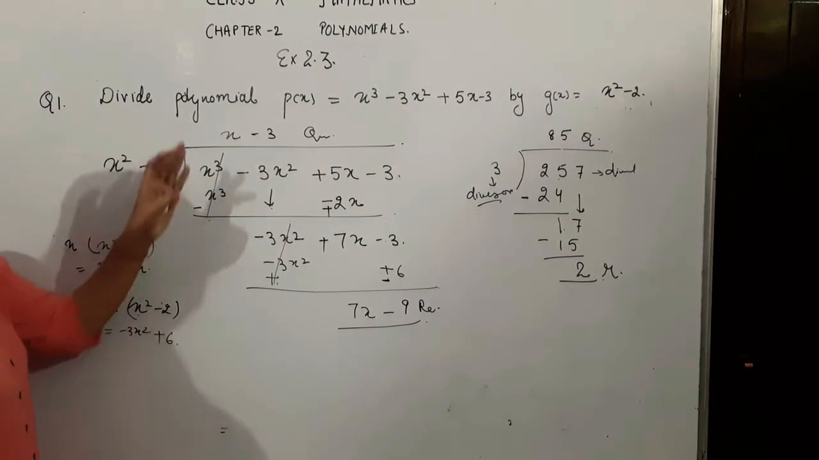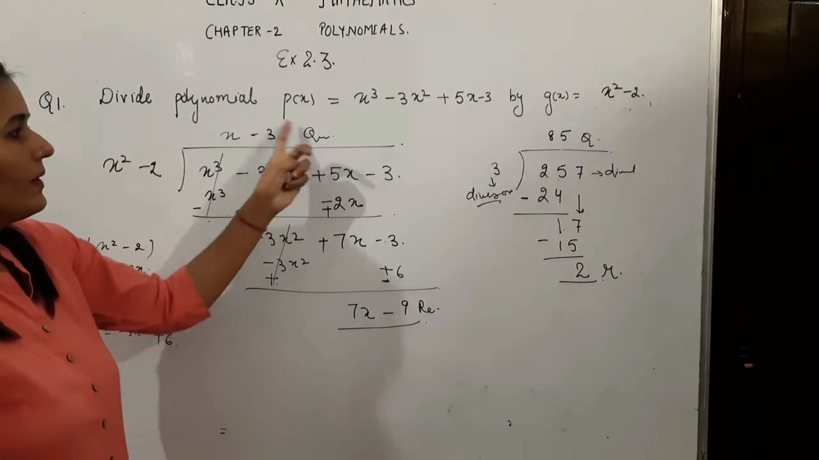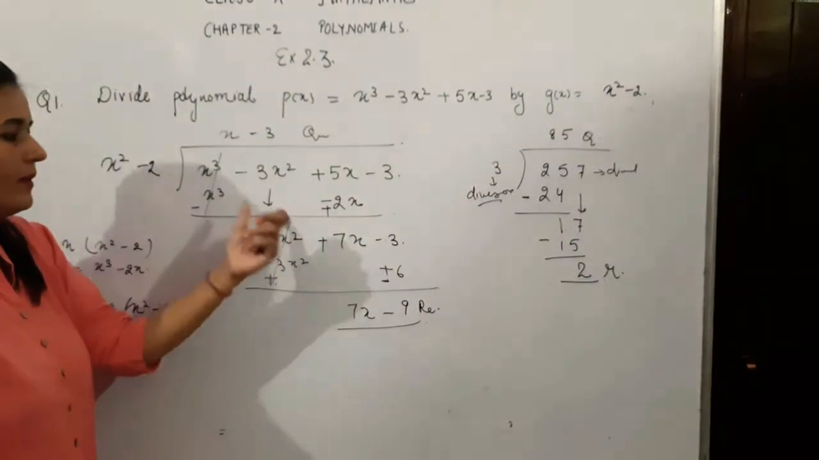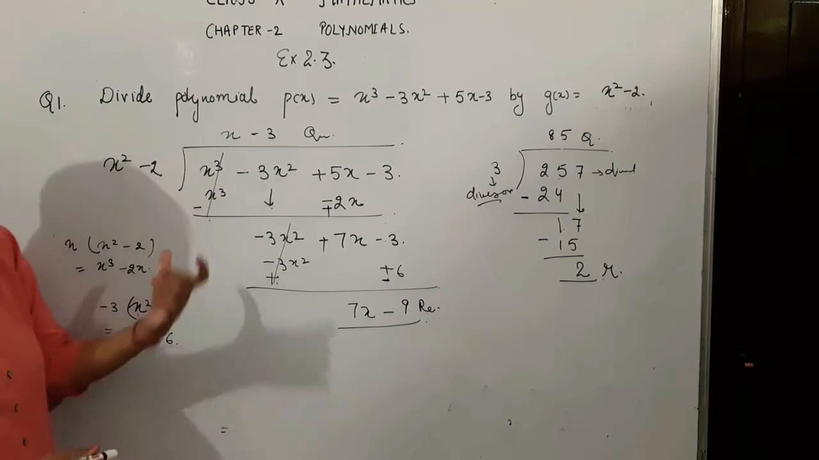Okay, so this was your division process. In the first question, we are given with two polynomials px and gx. You need to divide those to find the quotient and remainder. So pause the video and let me write the next question.